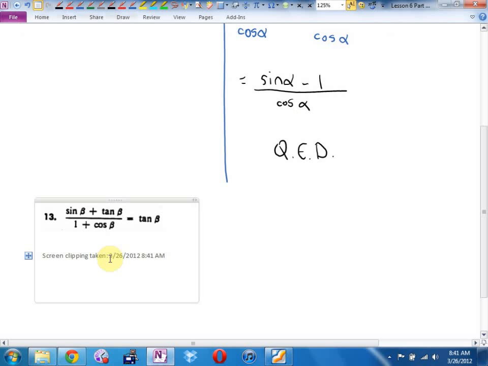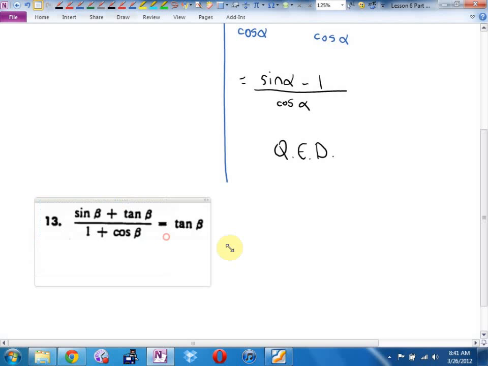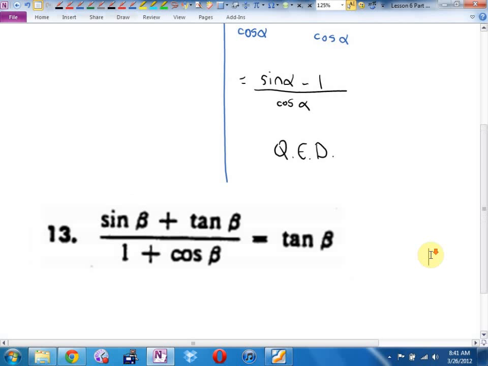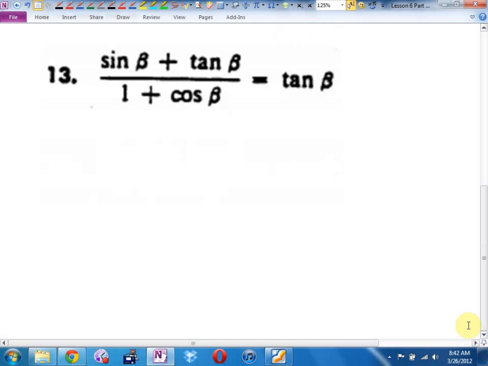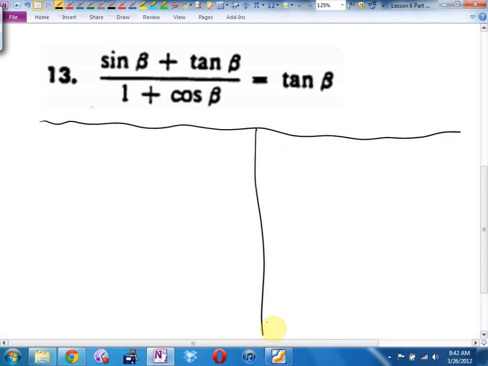Number 13. If you're copying it out from your sheet, or you can copy it from here. 13. Sine beta plus tan beta all over 1 plus cos beta equals tan beta.